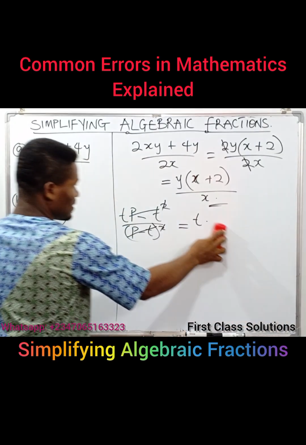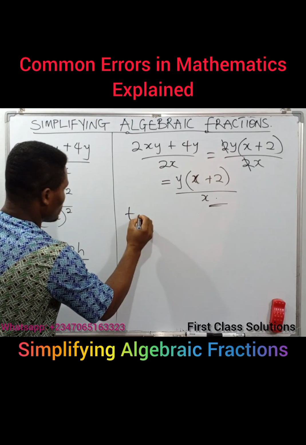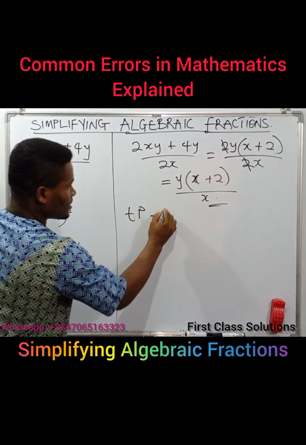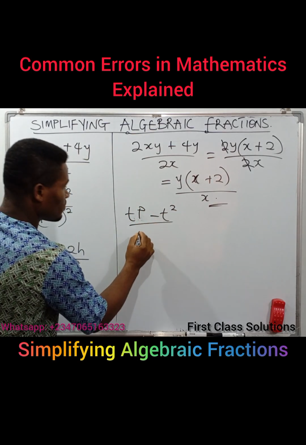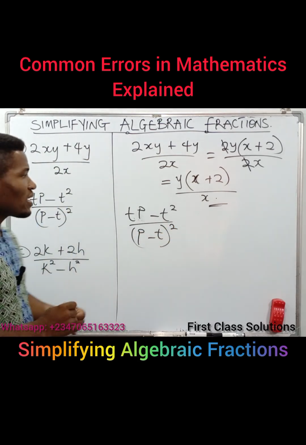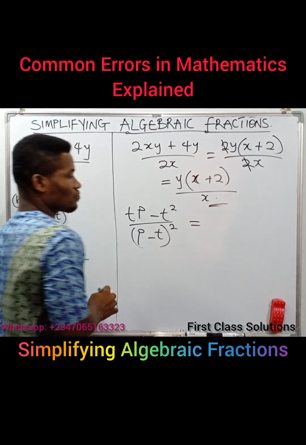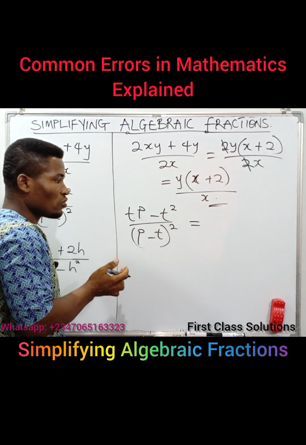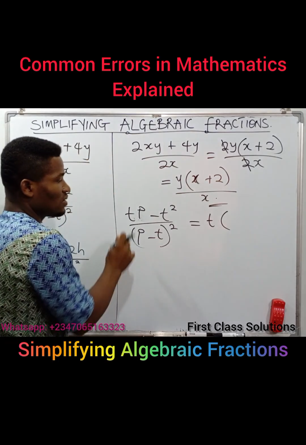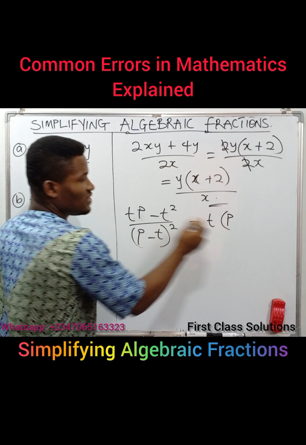So what I just did was that I said, no, come back, let me teach you. I said, look at this. We have tp minus t squared all over (p minus t) all squared. Now look at the numerator here. From this numerator, you discover that t is common. True or false? Yes, t is common. Then the rest, if you take t from here, you have p left. That is tp divided by t, you have p left.